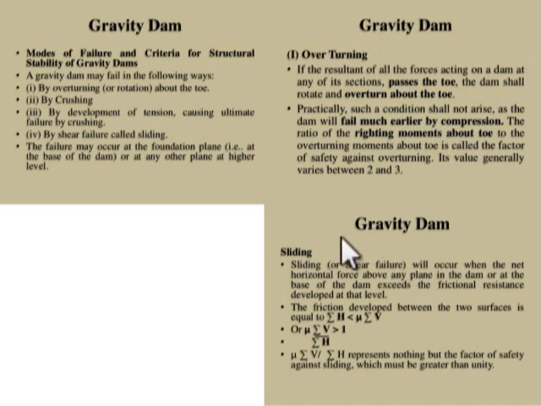Then sliding failure or shear failure will occur when the net horizontal force at any place in the dam or at the base of the dam exceeds the frictional resistance developed at that level. So for that, the summation of horizontal forces should be less than the internal frictional resistance developed in any plane. This ratio should be greater than or equal to 1, and it is the factor of safety against sliding failure or shear failure.